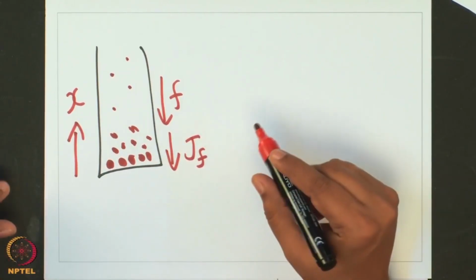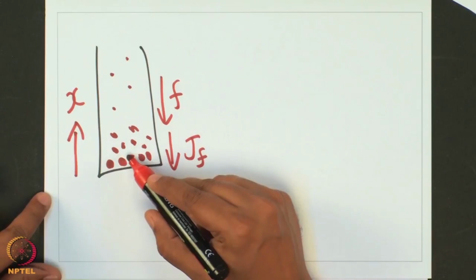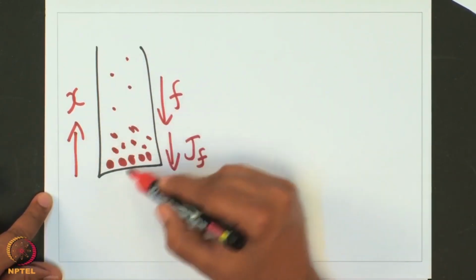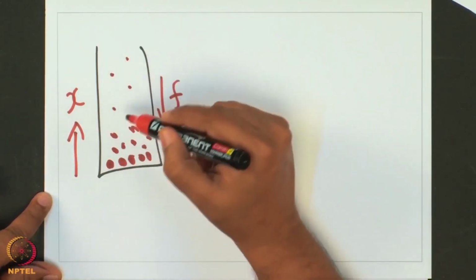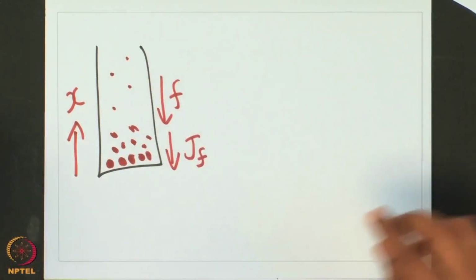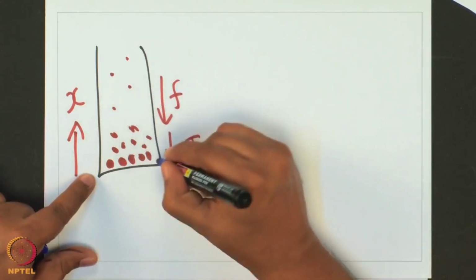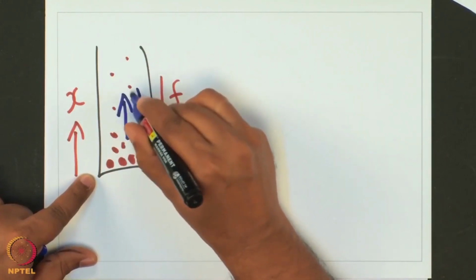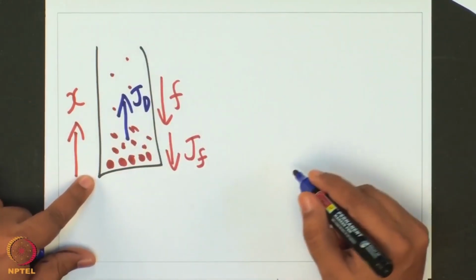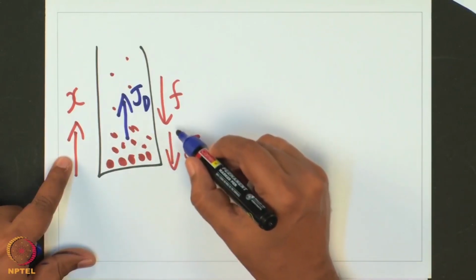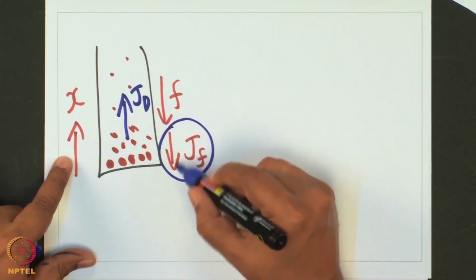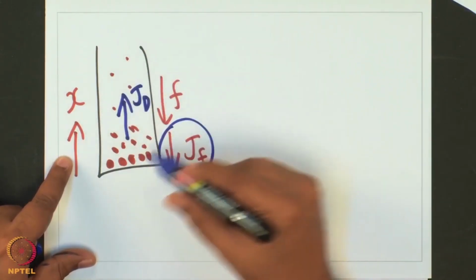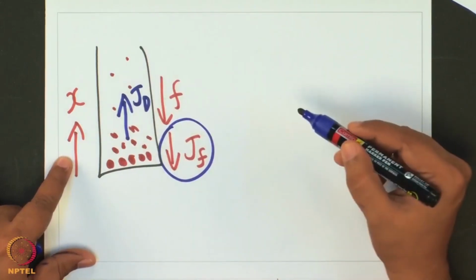Once this happens, you have a higher concentration here and lower concentration here. So, when there is a higher concentration here and a lower concentration here, there will be a diffusive flow in the opposite direction. So, there will be a flow due to force F in this way, but there will be a diffusive flow Jd in this direction. So, there will be a flow due to external force, which is sedimentation in this way, and there will be a diffusive flow in the opposite direction from higher concentration to lower concentration.